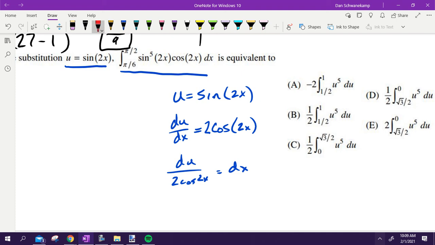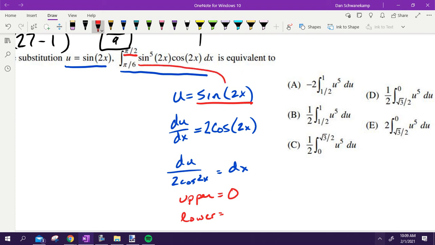The other thing I need to do is change my upper and lower bounds. So weird, but I'm plugging in pi over 2 into this thing right here. So it's 2 times pi over 2. What's 2 times pi over 2 going to get me? Pi. What is sine of pi going to get me? Sine of pi would get me 0.